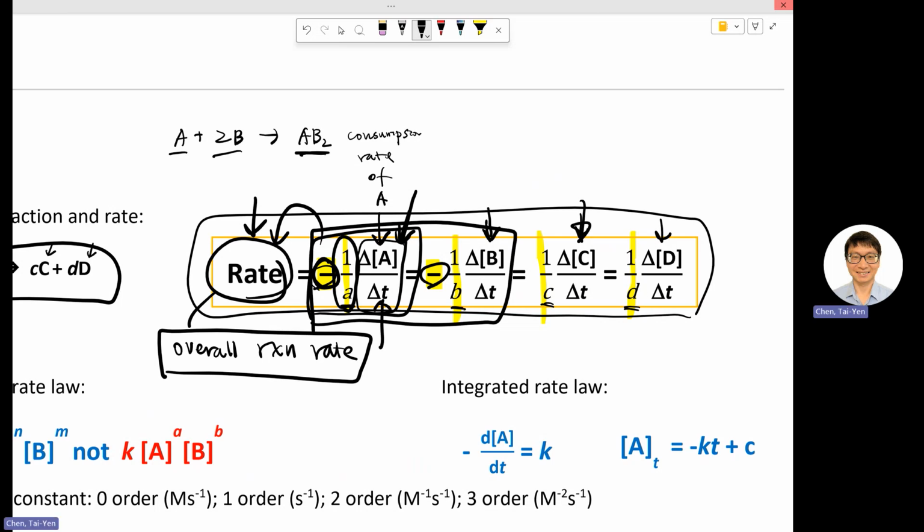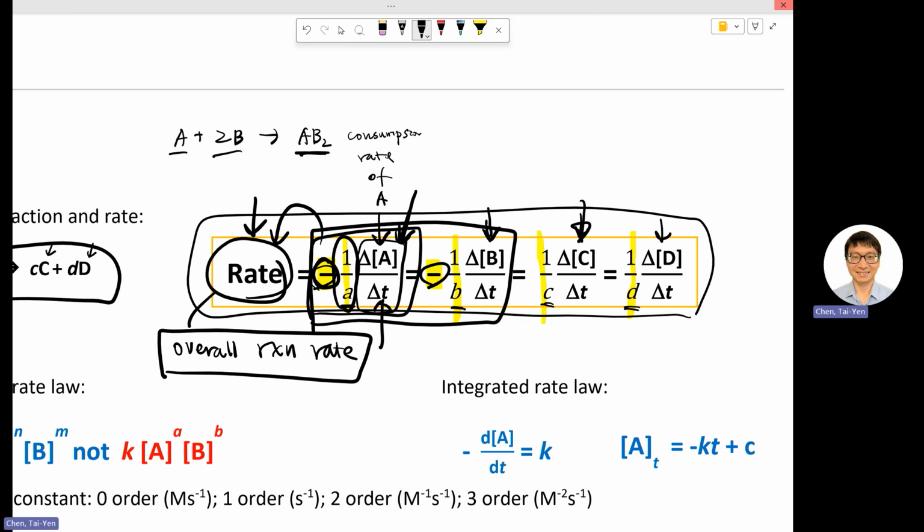Your product is actually opposite, right? Because products are going from none to a lot, right? So if you do the final concentration minus the initial concentration for your product side, your rate is always positive. Therefore, you don't put a negative sign in the front.